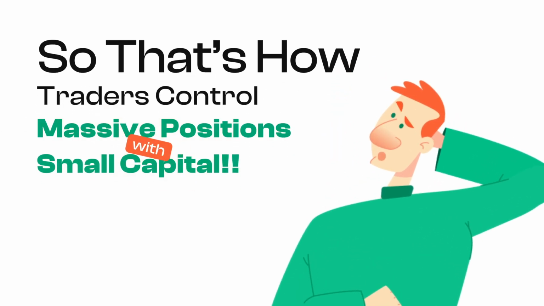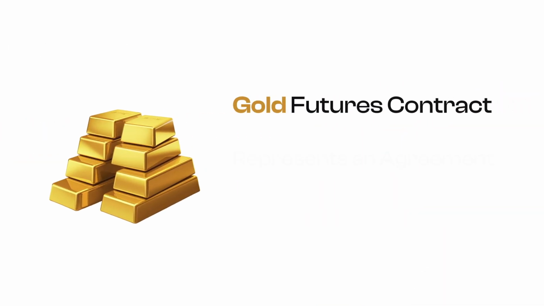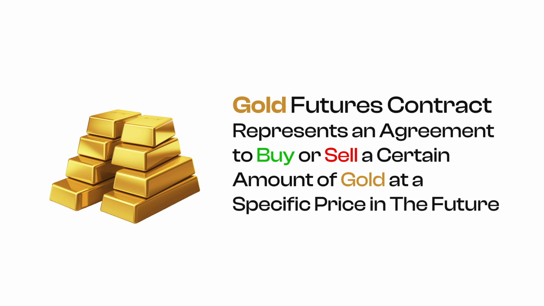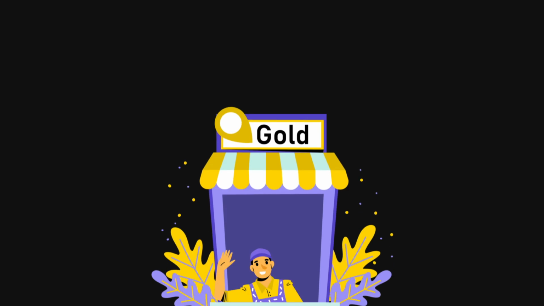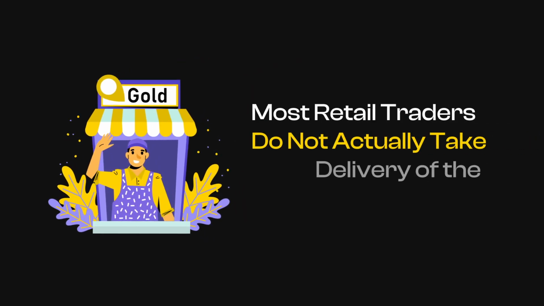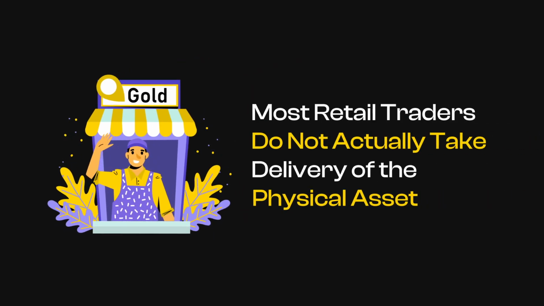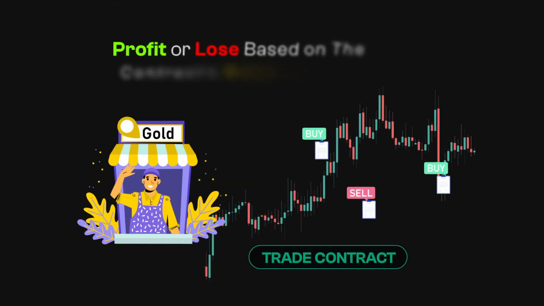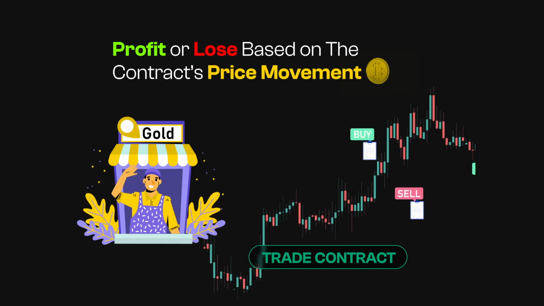smaller amount of capital. For example, a gold futures contract represents an agreement to buy or sell a certain amount of gold at a specific price in the future. However, most retail traders do not actually take delivery of the physical asset. Instead, they simply trade the contracts themselves and profit or lose based on the contract's price movement.